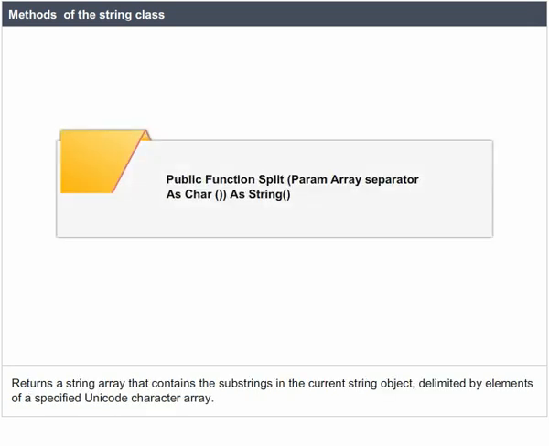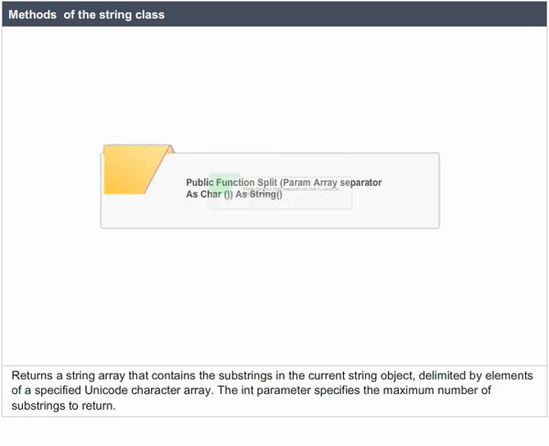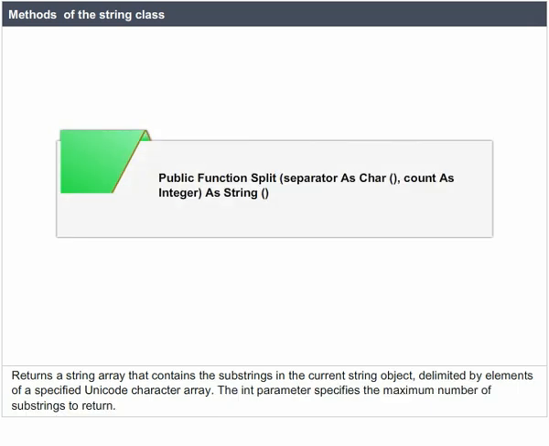Public Function Split(ParamArray separator As Char()) As String() returns a string array that contains the substrings in the current string object, delimited by elements of a specified Unicode character array. Public Function Split(separator As Char(), count As Integer) As String() does the same, and the integer parameter specifies the maximum number of substrings to return.